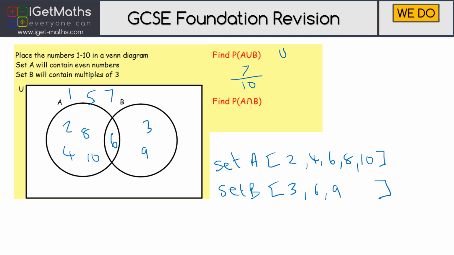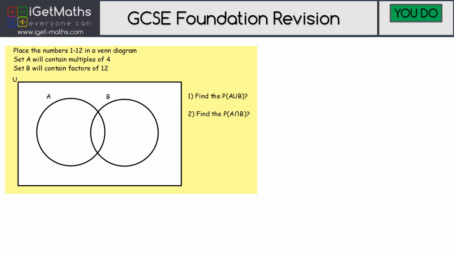Find the probability of A intersection B. I tried to think of the n belonging to in, so like in the middle. So we've got one number in the middle out of a possible 10, and you're done. Okay, pause the video and have a go at your question.